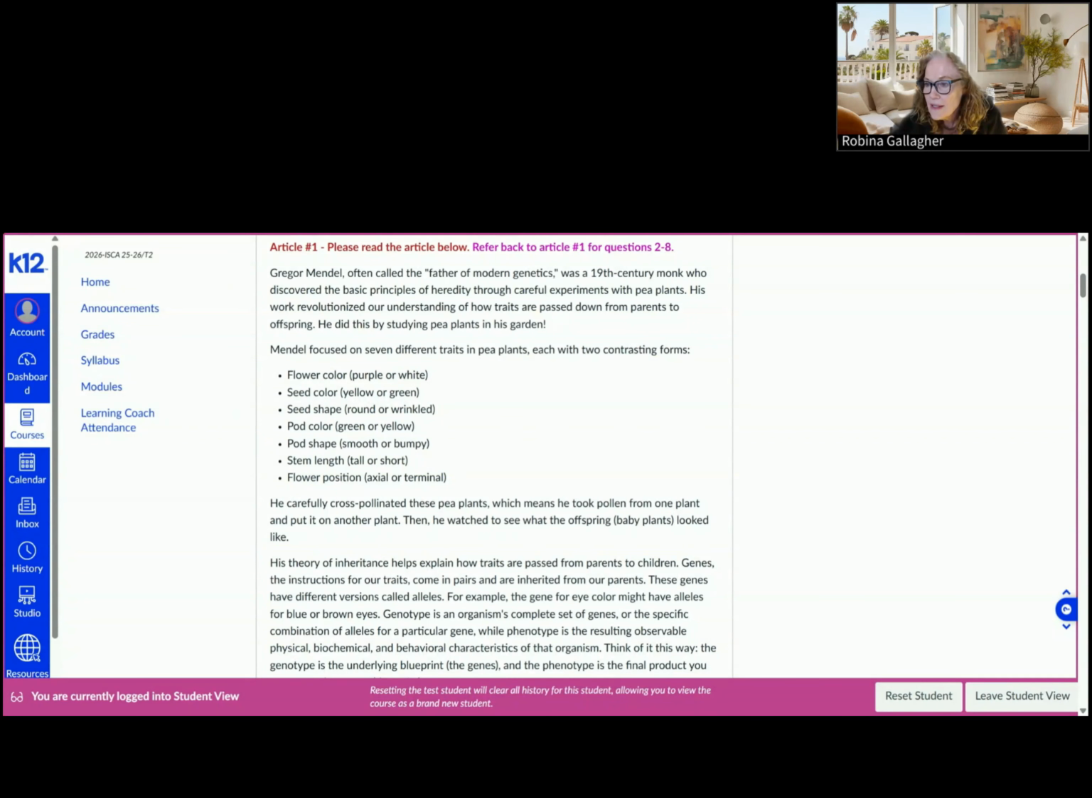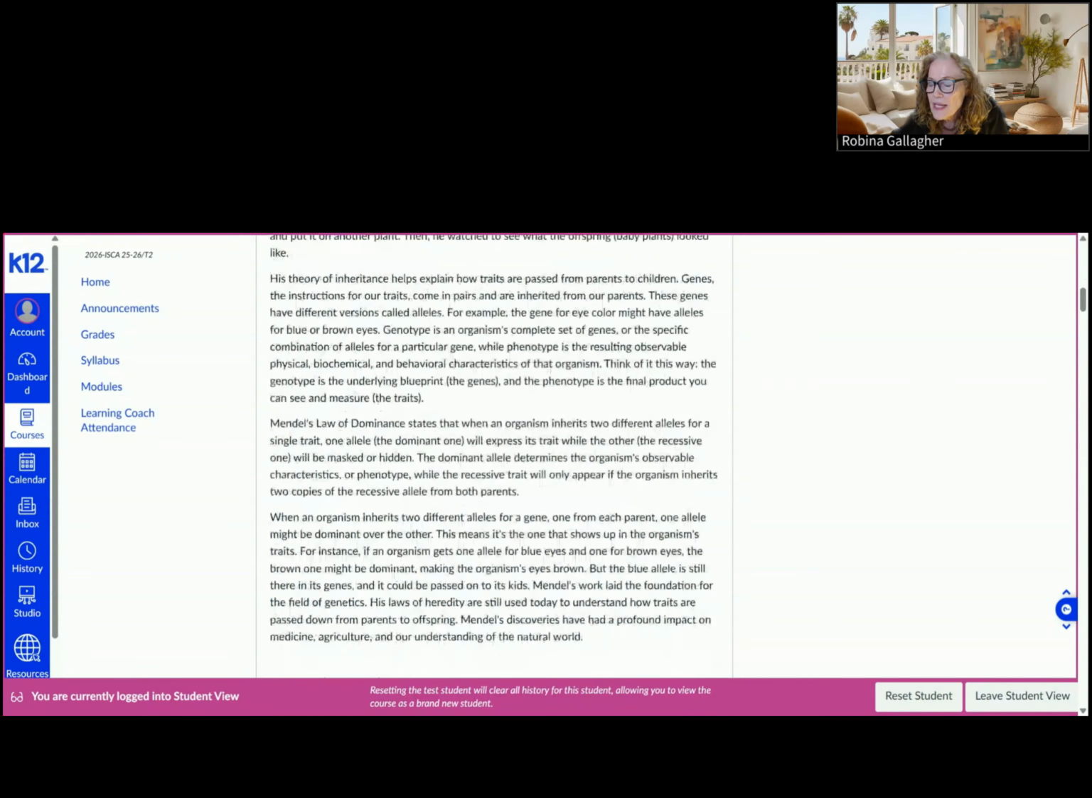Mendel focused on 7 different traits in pea plants, each with 2 contrasting forms: flower color, seed shape, pod color, pod shape, stem length, and flower position. He carefully cross-pollinated these pea plants, which means he took pollen from one plant and put it on another plant. Then he watched to see what the offspring looked like. His theory of inheritance helps explain how traits are passed from parents to children.